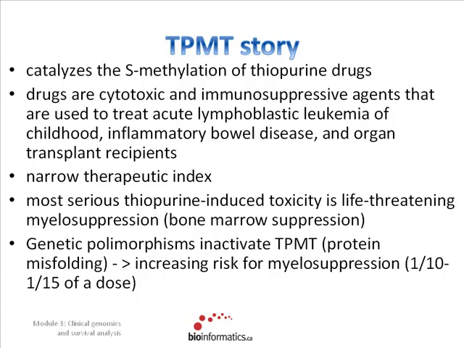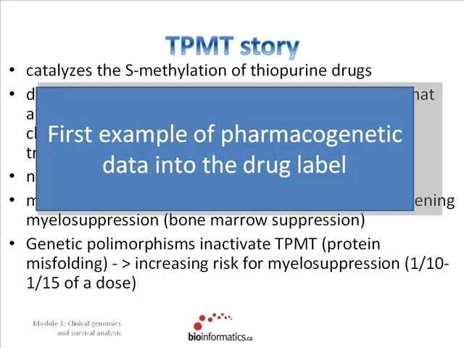The most serious toxicity induced by the thiopurine drugs is life-threatening myelosuppression, bone marrow suppression. Then it turned out that there is a genetic polymorphism inactivating TPMT through protein misfolding, and that genetic polymorphism was associated with an increased risk for myelosuppression. Those patients who had that mutation had to be given 1/10 to 1/15 of a standard dose. And this example was the first example of including pharmacogenetic data in the drug label.